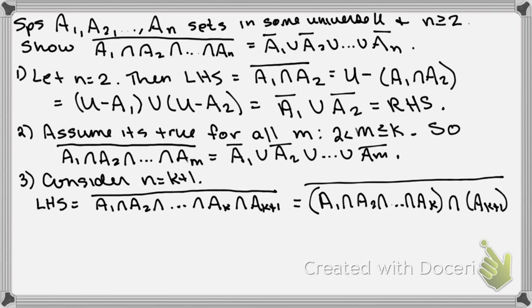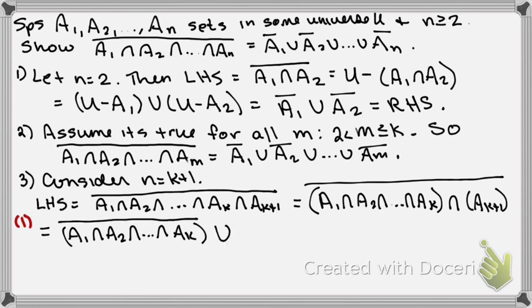So according to step 1, I'm just going to put a little 1 here. According to step 1, I can break up 2 things just fine. It's the complement of the first one union the complement of the second one. So you see what we did? We just thought of it as 2 things, and according to step 1 that we proved, the complement of the intersection of 2 things is simply the complement of the first one union the complement of the second one.